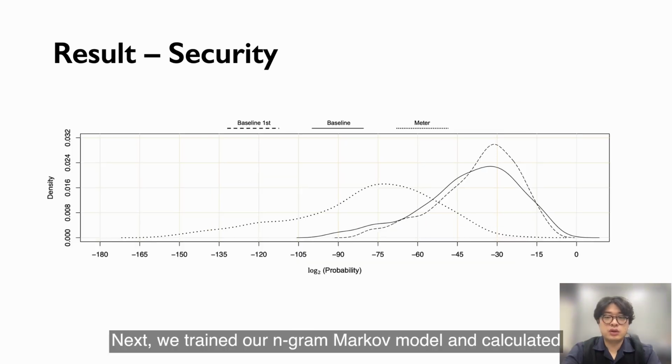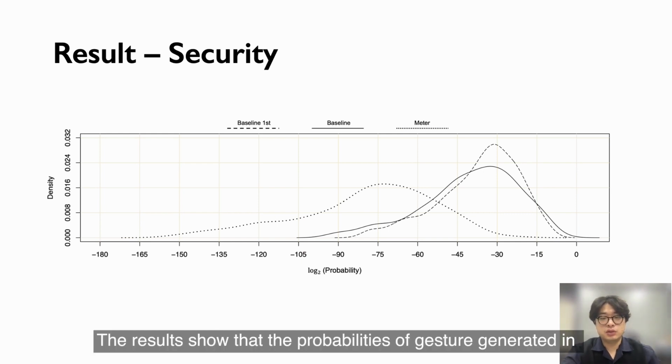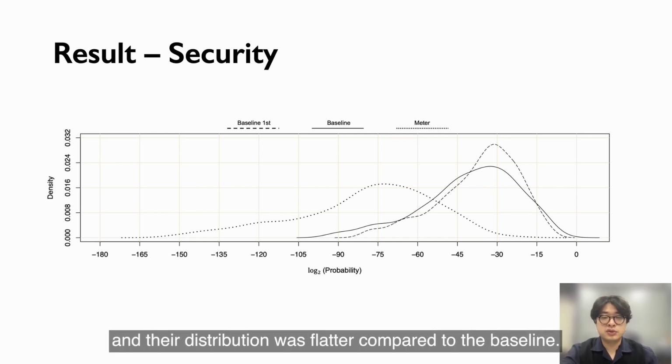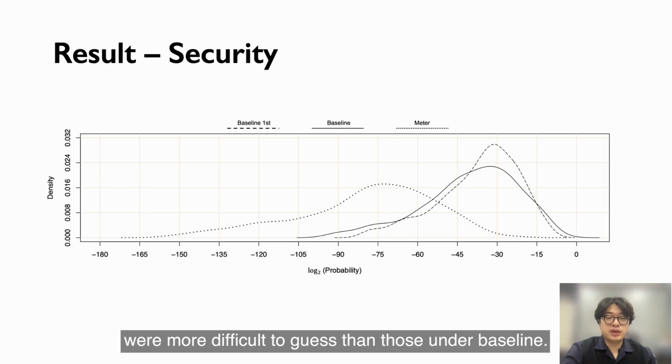Next, we train our N-gram Markov model and calculate the probability of gestures from both conditions. The results show that the probability of gestures generated in the meter condition was significantly lower and their distribution was flatter compared to the baseline. These findings provide additional support for our dictionary guessing attack results, demonstrating that gestures created under meter were more difficult to guess than those under baseline.